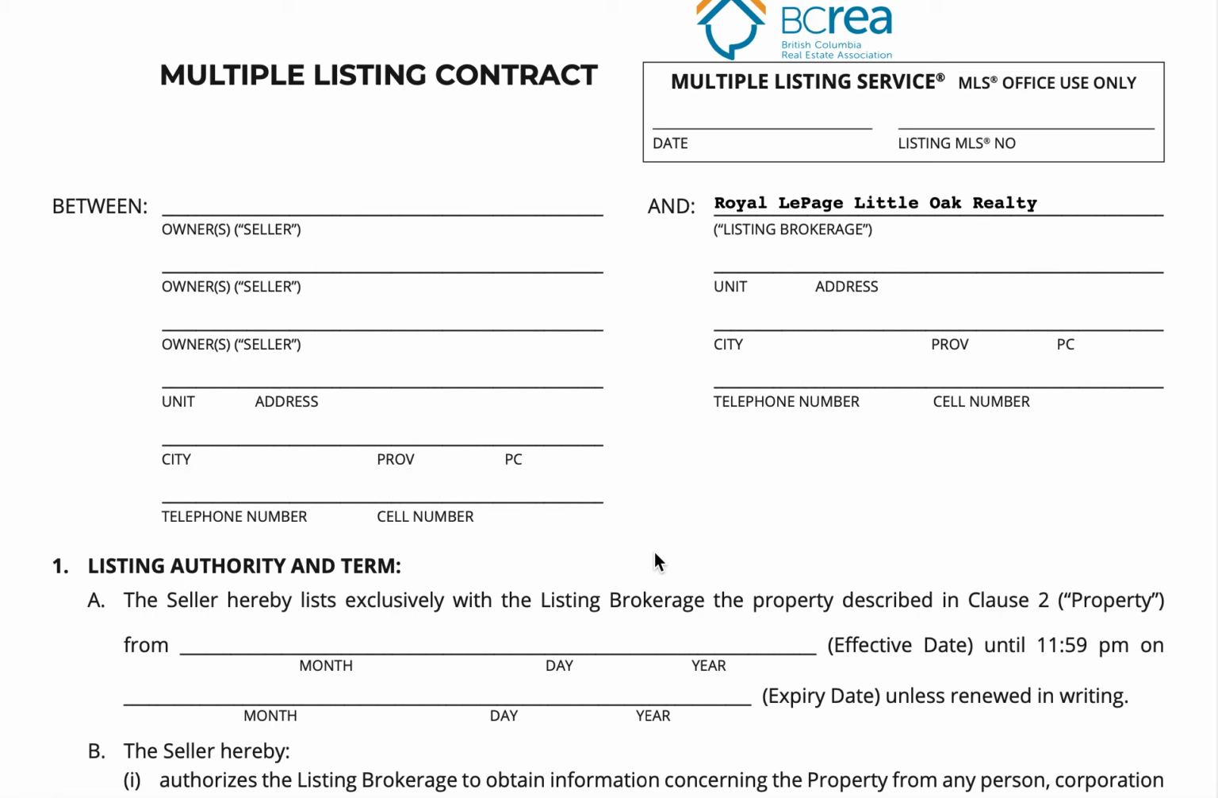This is the most important document of this set. So your names and address will be here. You can see it says Royal LePage Little Oak Realty. They bought North Star Realty, so for the purposes of the sample, I have their name on there. It'll say Royal LePage North Star Realty. It'll have my office's address and telephone number here.